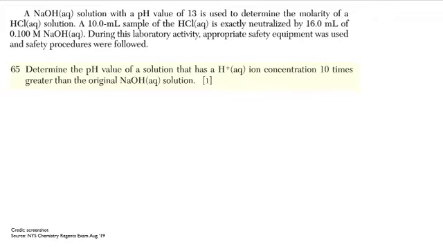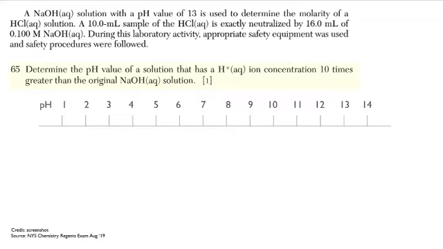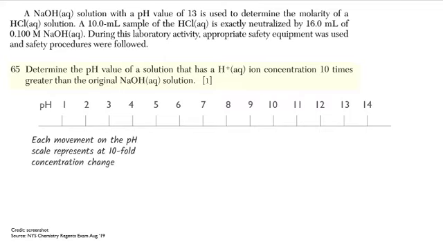Question 65, determine the pH value of a solution that has a H plus or a hydronium ion concentration that is 10 times greater than the original sodium hydroxide solution. So when we have a pH scale, remember each movement on the pH scale from any number to any other number, so going from 4 to 5, each movement of 1 unit from 4 to 5, from 3 to 2, from 7 to 8, it is representing a 10-fold concentration change.